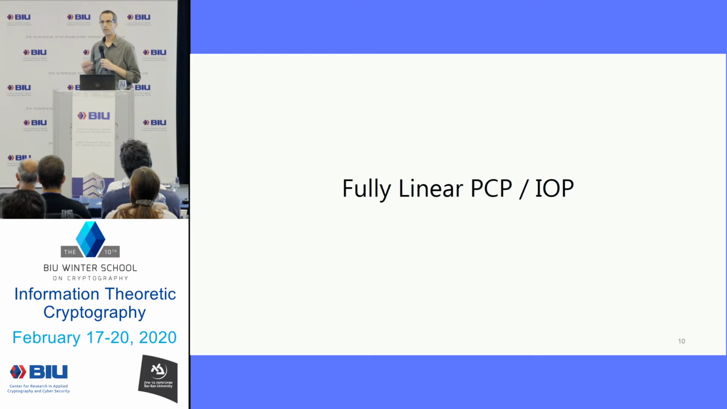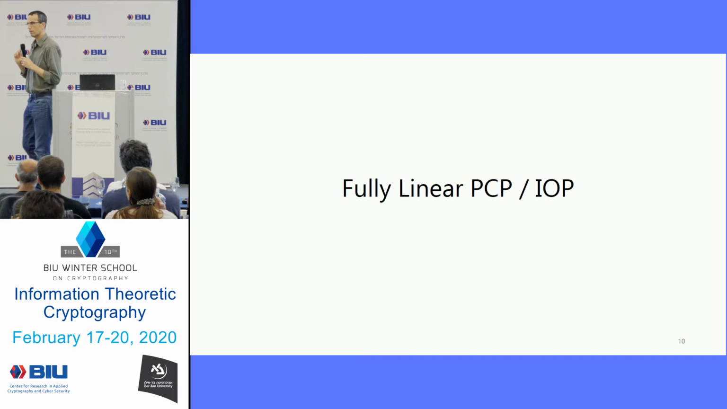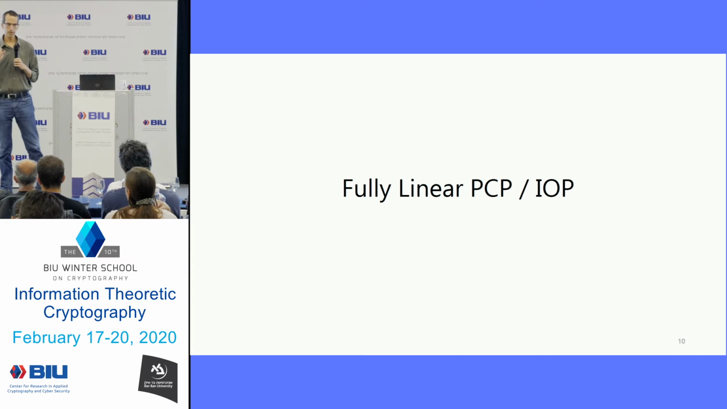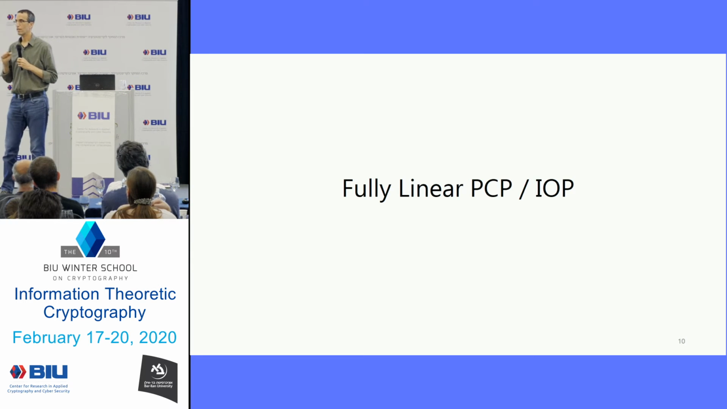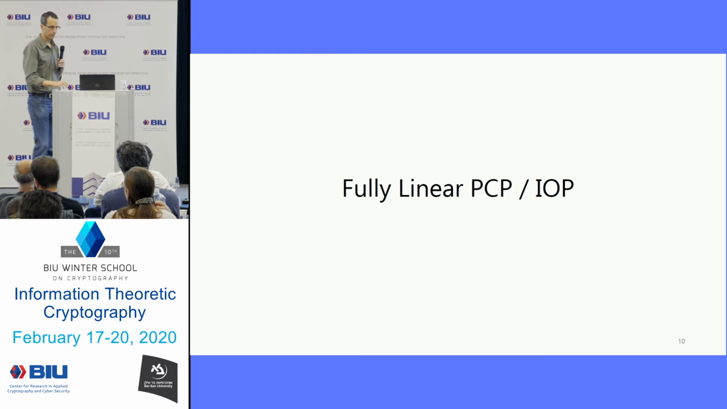Okay, so here's the way we're going to do it. This is going to be our definition of our tool. It's a fully linear PCP. PCP is probabilistically checkable proofs. I'm going to show what linear PCP is, and then what fully linear PCP is.